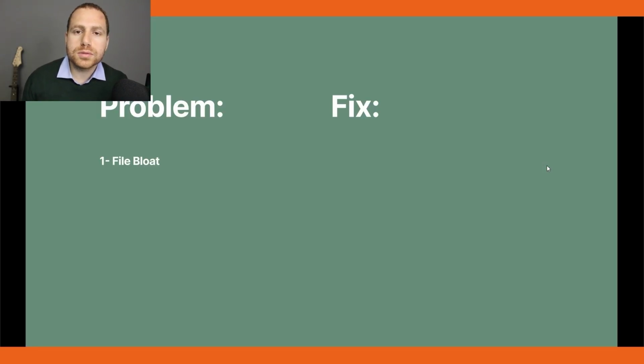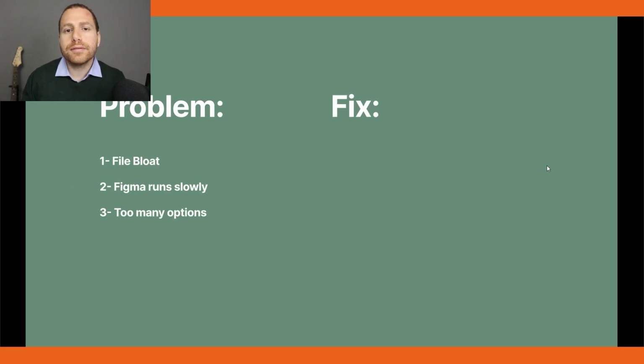What are the problems with this? Number 1, file bloat. When you are making a component set with so many variants, whenever you make a copy of it, you're making a copy of all of the variants with it. So you're making your file super heavy. Figma runs very slowly because of this. You have way too many options. I mean, I see so many of these different variants, and they have so many different button categories and toggling things and so on and so on.